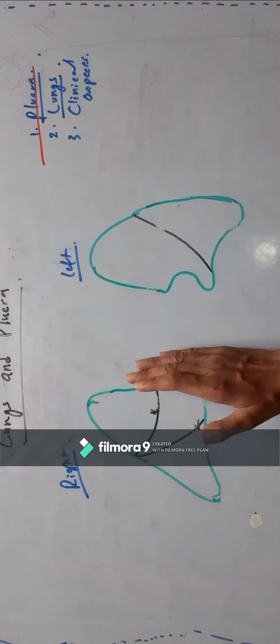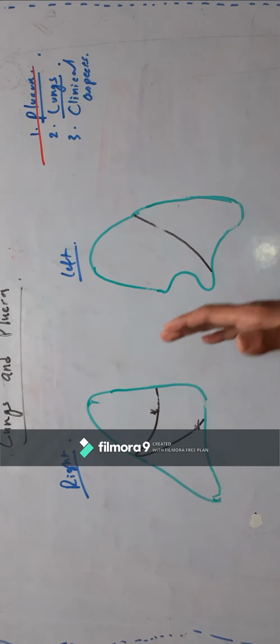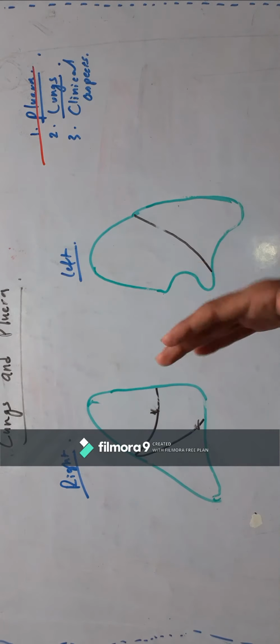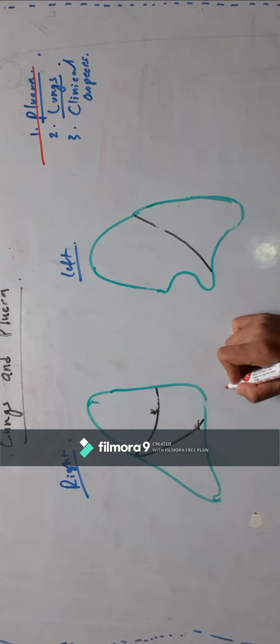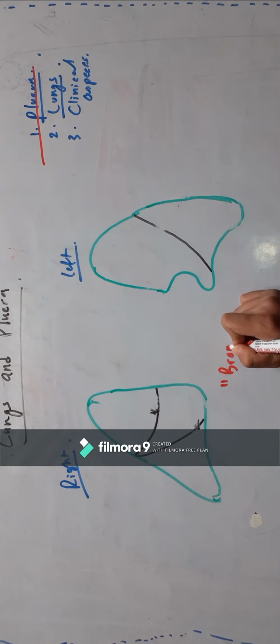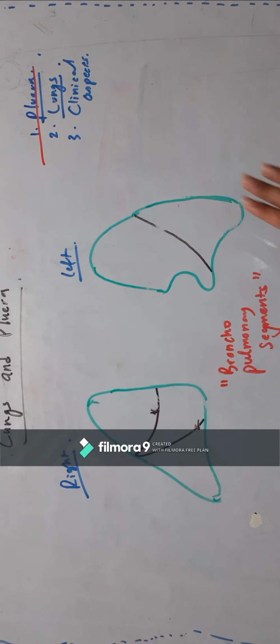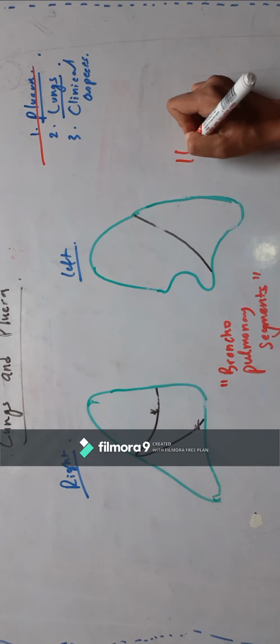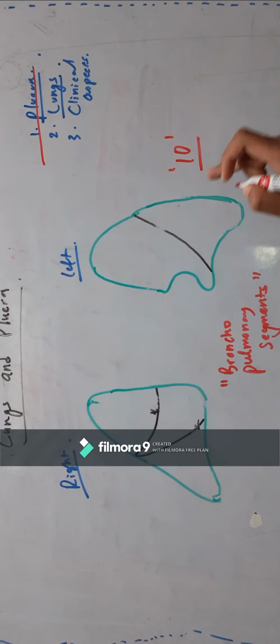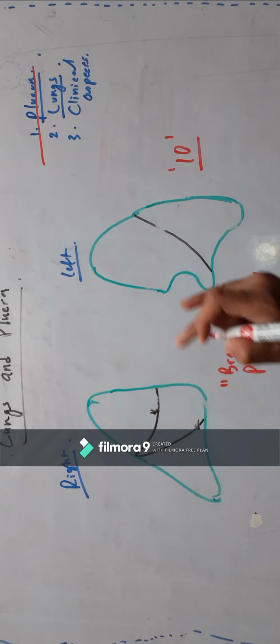So the lungs are divided into 10 further divisions, and these divisions are called bronchopulmonary segments. Each lung has 10 bronchopulmonary segments. So the left one has 10 segments and the right one has 10 segments.